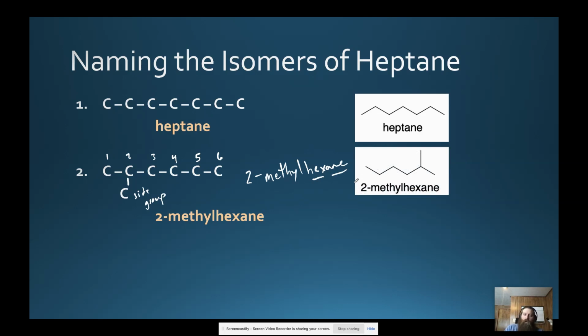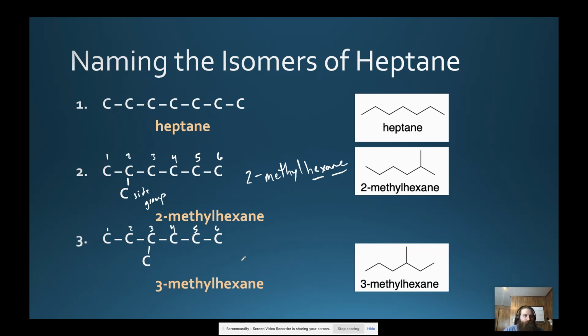All right. Now notice, it doesn't matter which side I put the side chain on, all right? I can number it from either end. So in this case, I would start on the right and go left, with carbon number 1 being the furthest to the right. All right, now let's move it a little bit. We have another side chain here. So now we're at 1, 2, 3, 4, 5, 6. So this is going to be 3-methylhexane, all right, just like that.